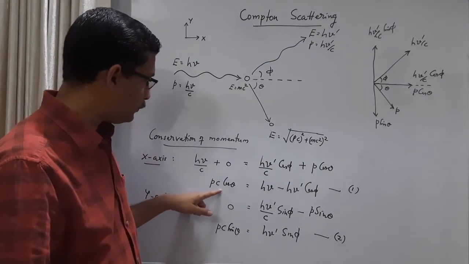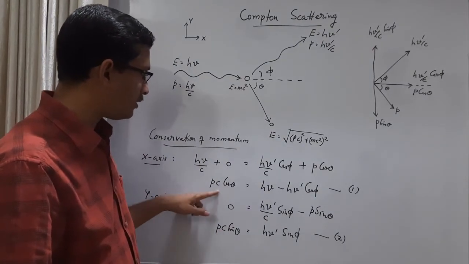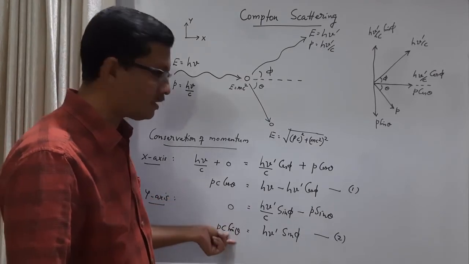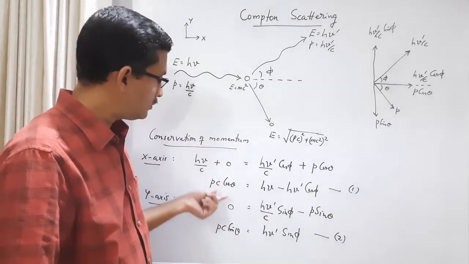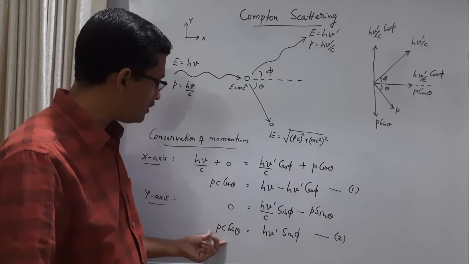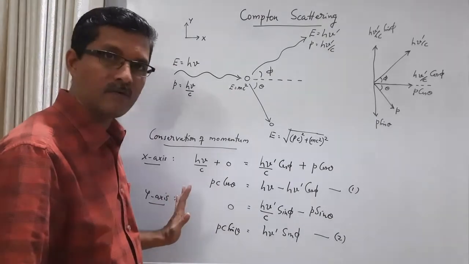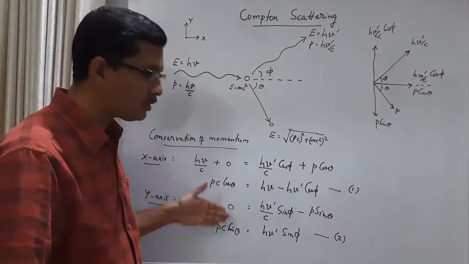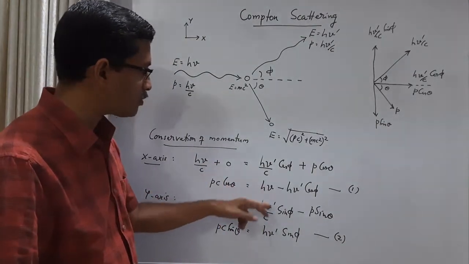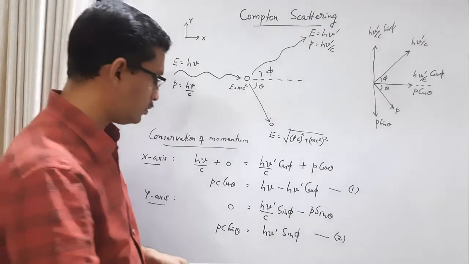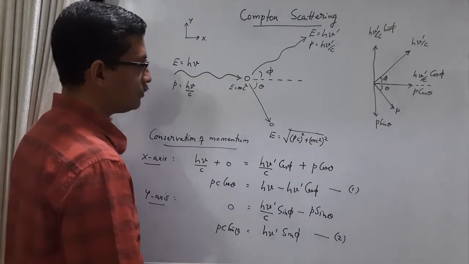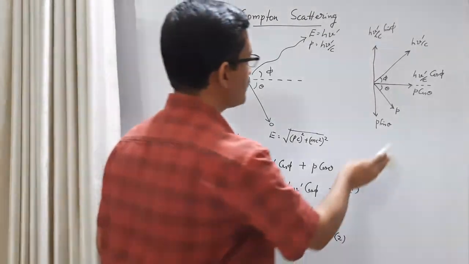If you square this equation and square this equation and add them together, this theta can be eliminated. So pc square cos square theta plus pc square sin square theta, pc square is common, we can take it outside. Cos square theta plus sin square theta will be 1. So theta can be eliminated. Similarly, we have to square and add the right hand side also. Let us do that. After that, we can go to conservation of energy.